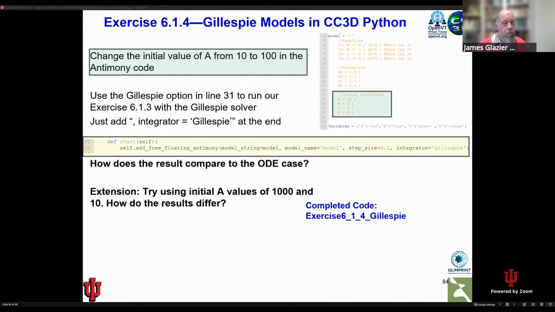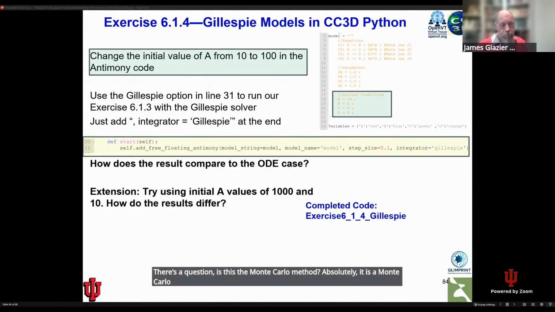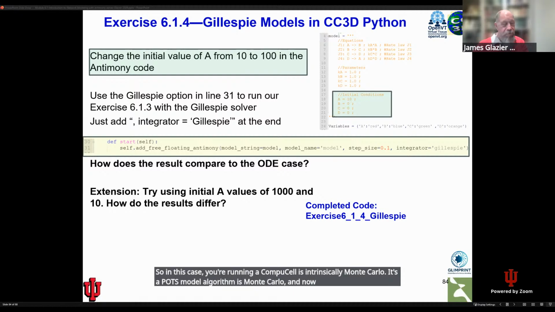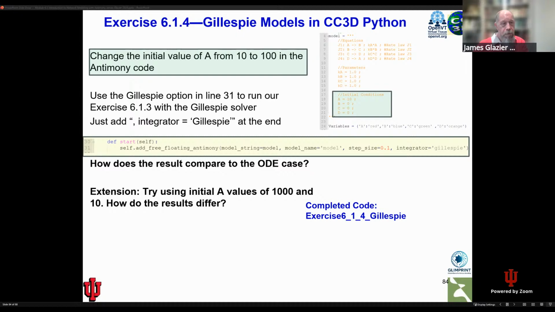There's a question, is this a Monte Carlo method? Absolutely, it is a Monte Carlo method. CompuCell is intrinsically Monte Carlo. The Potts model algorithm is Monte Carlo, and now we're running a Monte Carlo method for the networks inside of that. There's also a question, is there a way to couple this as fields so we could have cells that secrete or metabolize the constituents?